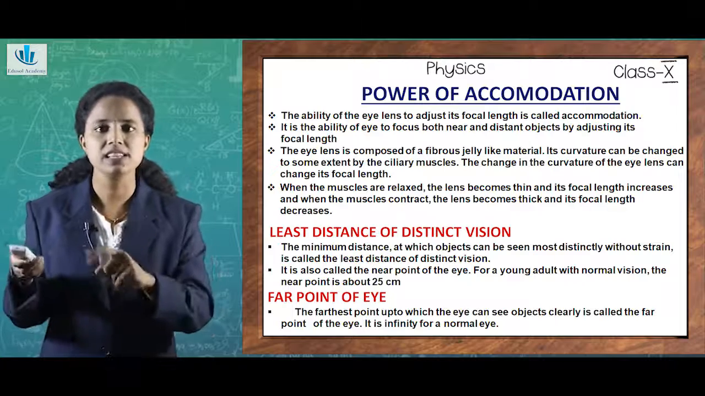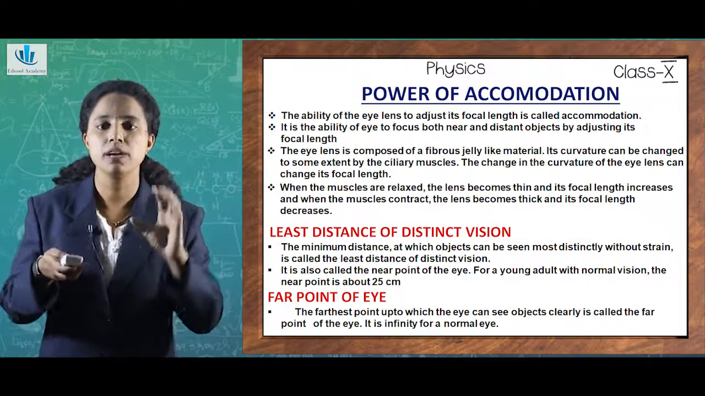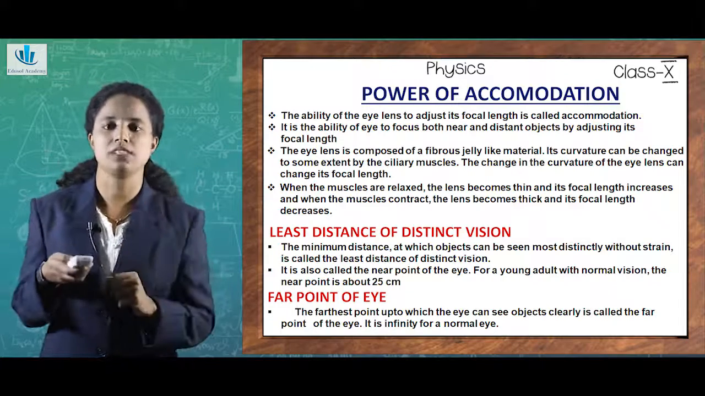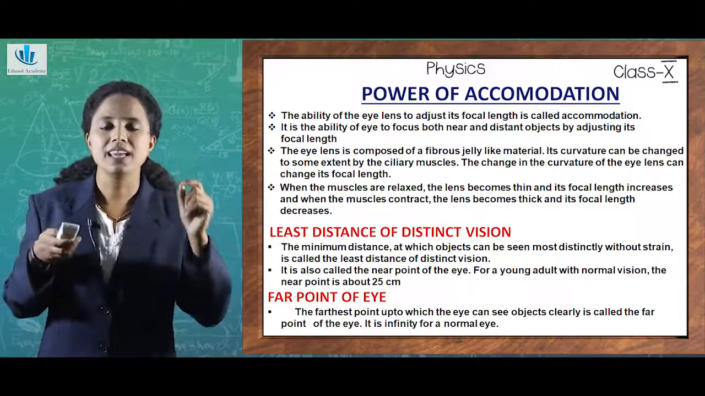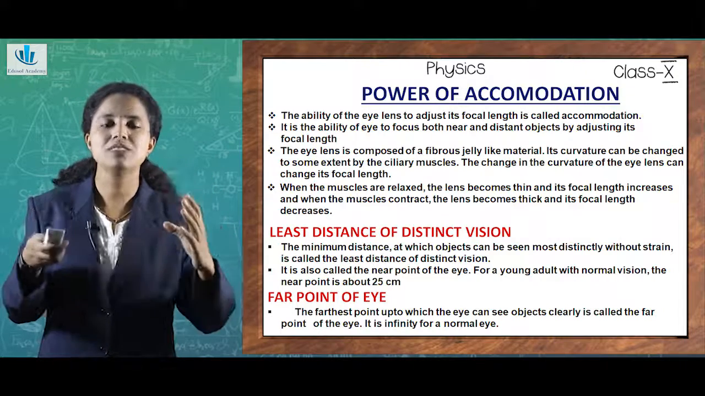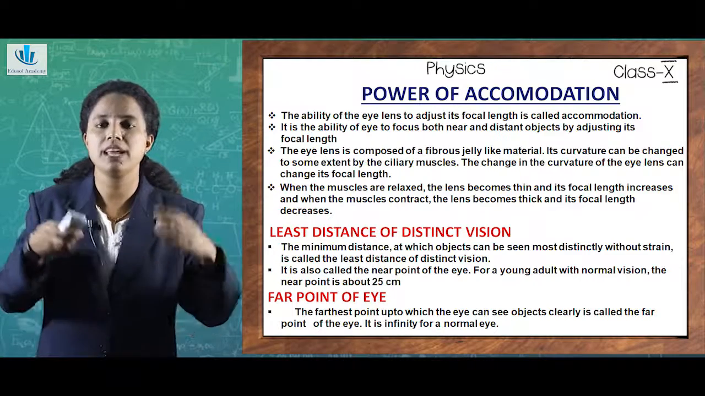In the previous case, when we view the objects nearby, the convex shape will be more. Now it will change into a less convex shape. The eye is mainly of a convex shape, so when we view the objects that are nearby, this convex shape will be increased.